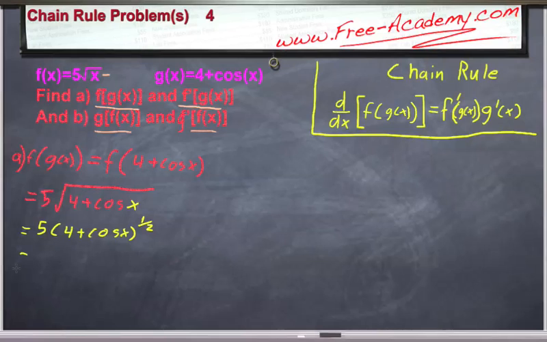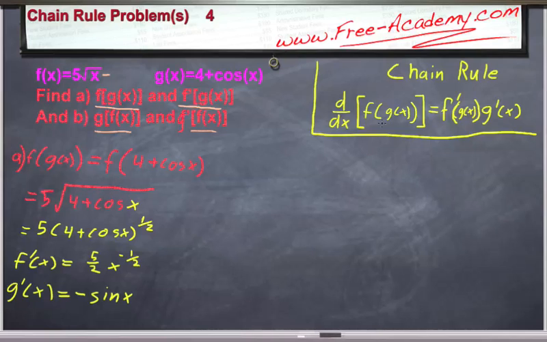So let's start out by finding the derivative of f of x. That would be equal to 5 times the derivative of the square root of x, which is 1/2 x to the negative 1/2, just using our power rule. So 5/2 times x to the negative 1/2 is the derivative of f of x. We'll also need the derivative of g of x. The derivative of g of x equals 0 for the constant, plus the derivative of cosine of x, which is negative sine of x.